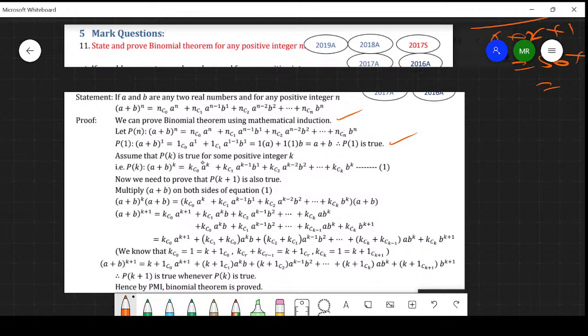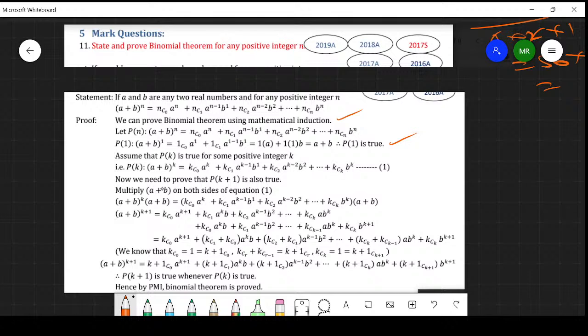Assume that P(k) is true for some positive integer k. Replace n with k in the given problem: (a plus b) whole power k equal to kC0 a power k, kC1 a power k minus 1 b power 1, kC2 a power k minus 2 b square, and so on, plus kCk b power k.